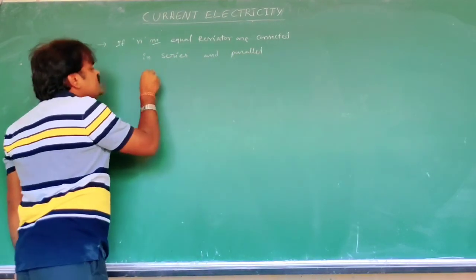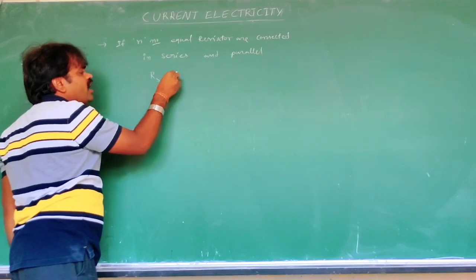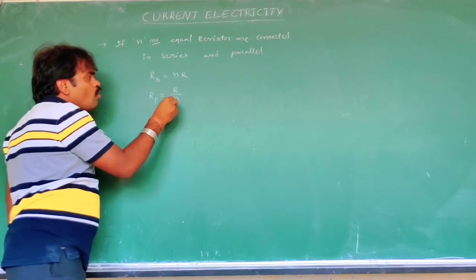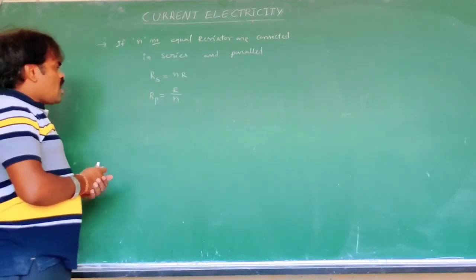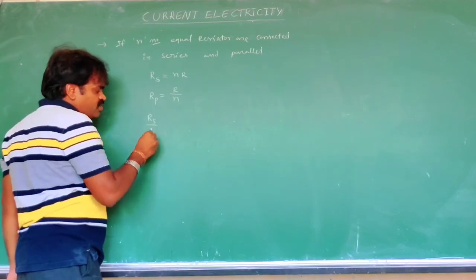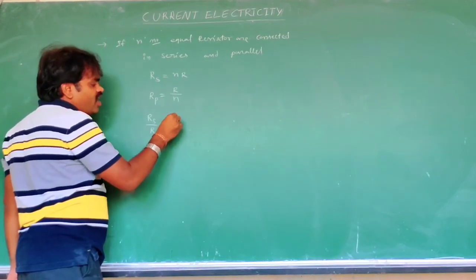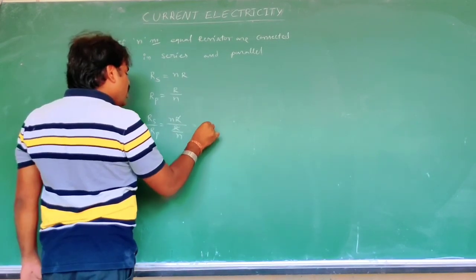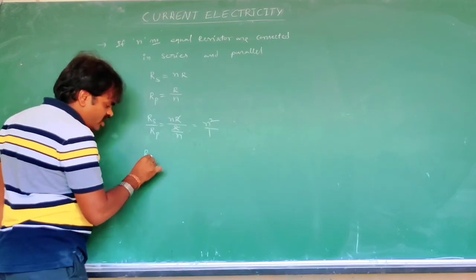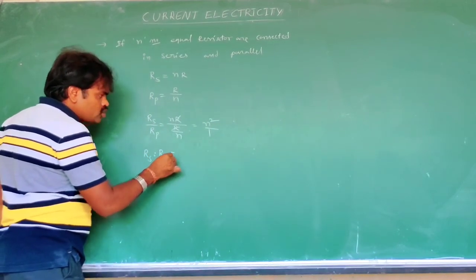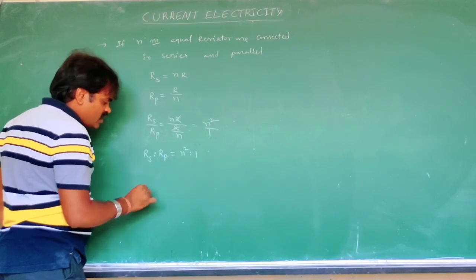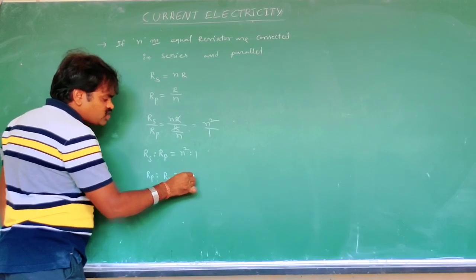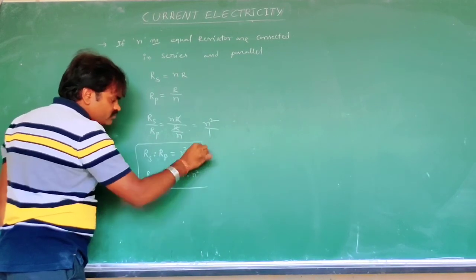You see, in series connection RS is equal to simply nR. Parallel means RP is equal to R by n. What is the ratio of series combination to parallel combination? RS by RP, that is nR by R by n. Cancel. Then what you get? n square by 1. RS is to RP is equal to n square is to 1. RP is to RS, that is 1 is to n square. It's very important.